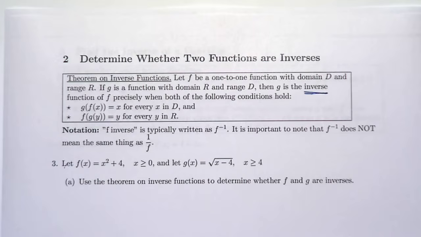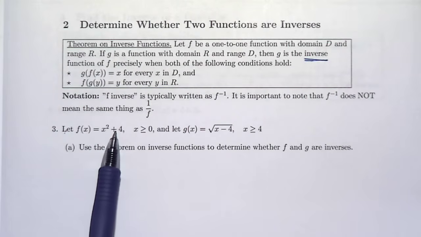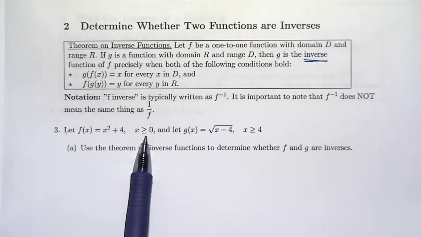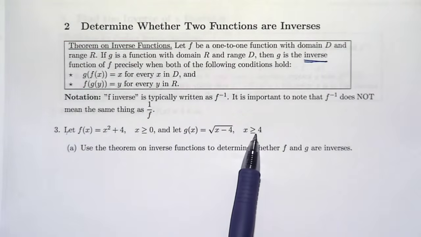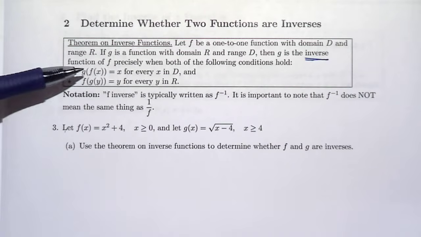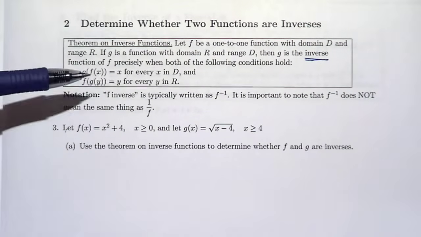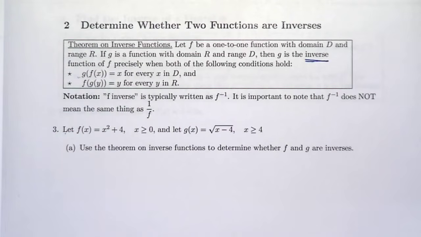Okay, so let's determine whether or not two functions are inverses with number 3. Let f be x squared plus 4, with a restricted domain, x greater than 0. And then g is the square root of x minus 4, where x must be greater than or equal to 4. We want to use this theorem to determine whether f and g are inverses. That means we need to put f inside of g and also g inside of f and make sure that we get out exactly what we put in.